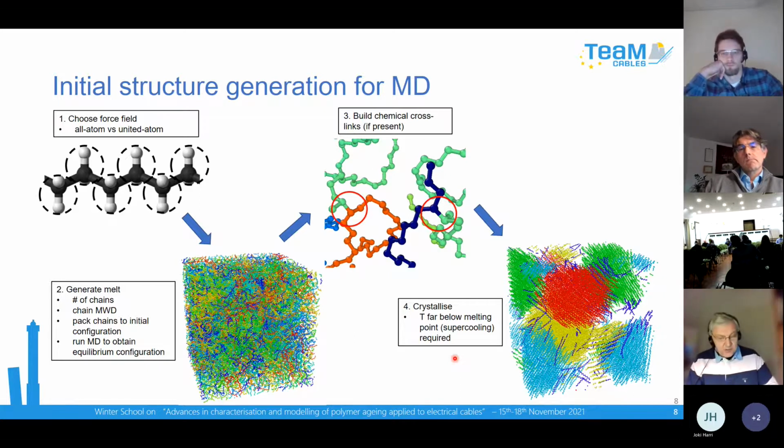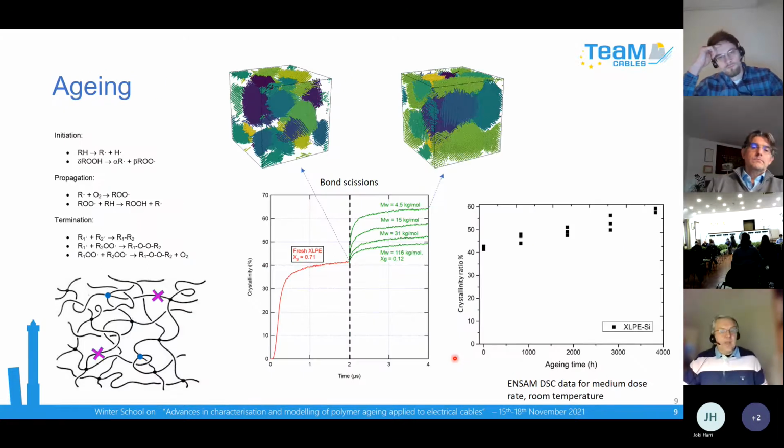It's a limitation of the technique, and the resulting structure is not quite realistic. We don't have these nice crystalline lamella and stuff like that. We have these smaller crystallites, but we hope that anyway this will provide us a structure that we can meaningfully use to extract some mechanical properties from the material. Okay, so far we have created fresh cross-linked semi-crystalline polyethylene.